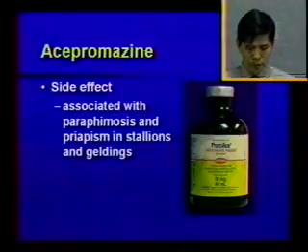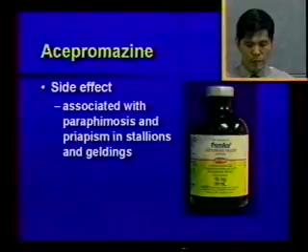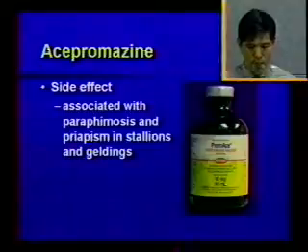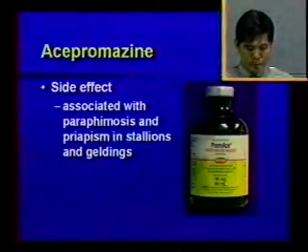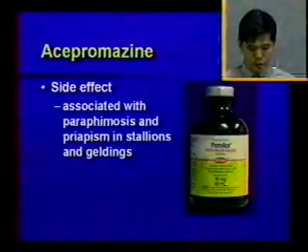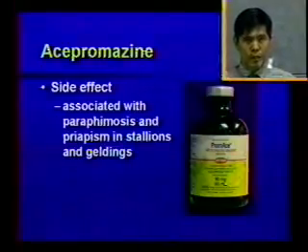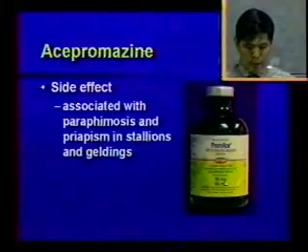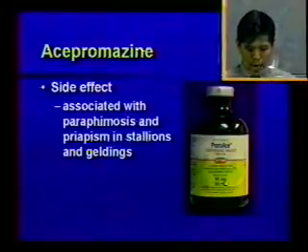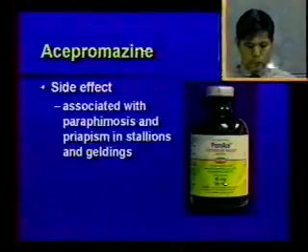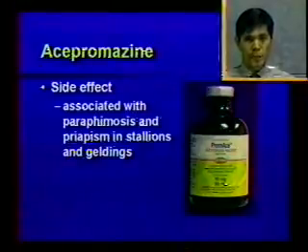You also have to recognize that acepromazine has been associated with paraphimosis and priapism in stallions and geldings. What are these terms? Priapism means that there is a persistent erection. Paraphimosis is a condition wherein the penis cannot be retracted back into the prepuce. Now, we try not to use acepromazine in very expensive stallions because of this potential problem.